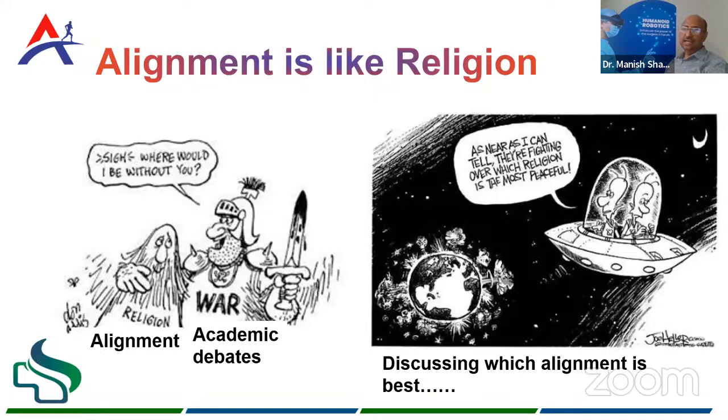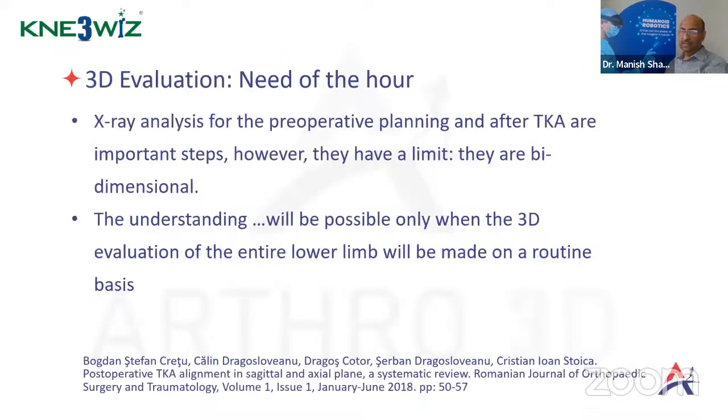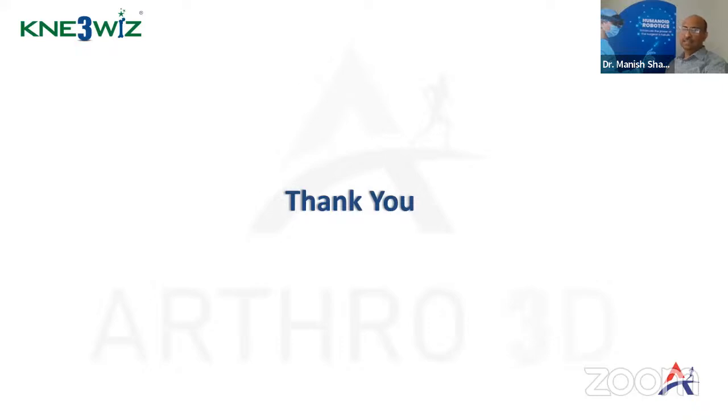Alignments can be debated endlessly. But the need of the hour is to assess the patient in all three alignments, coronal, sagittal, axial, understand the possible ramifications, aim for a slight undercorrection, and have a balanced day.